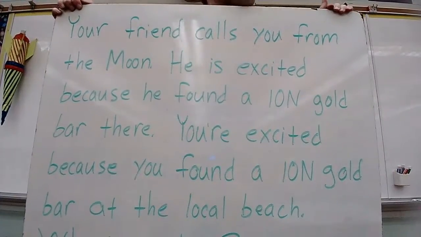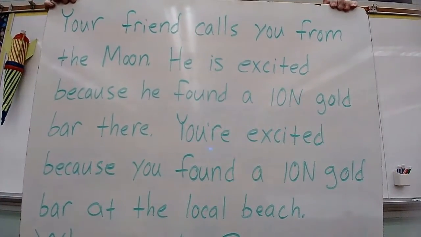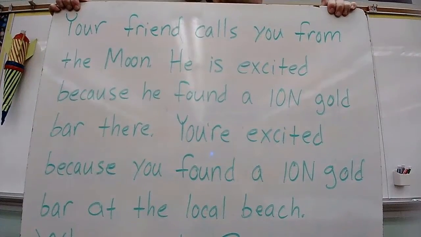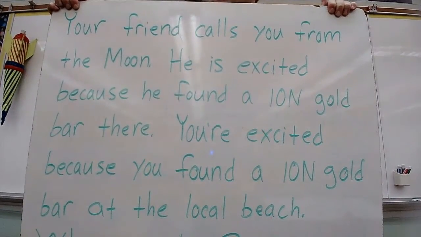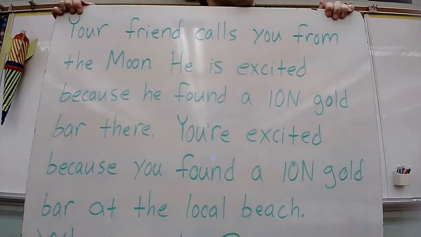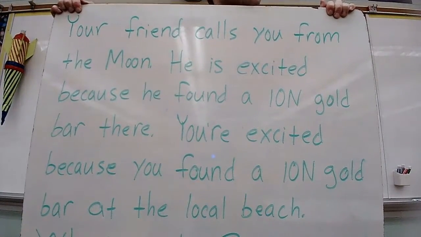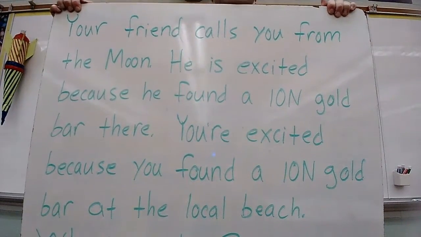Your friend goes to the moon. He finds a 10 Newton gold bar there. That makes him super excited. You also find a 10 Newton gold bar at the local beach, maybe Bradford Beach or Grant Park Beach. So who do you suppose is richer in this case?